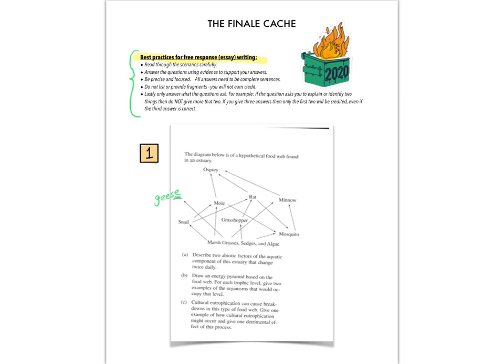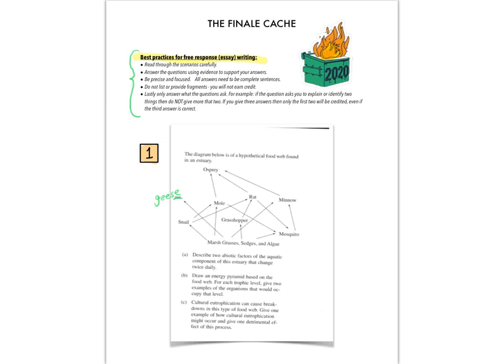Then the next question is draw an energy pyramid based on the food web that's given here. And so for each trophic level, you have to do two examples of the organisms that would occupy that level. And so going through these things, you can work on this with a friend and try to figure this out. And we may work on a couple of these in class.